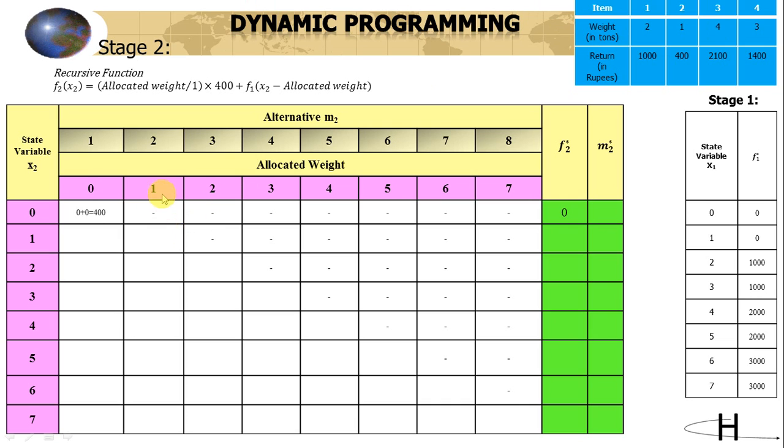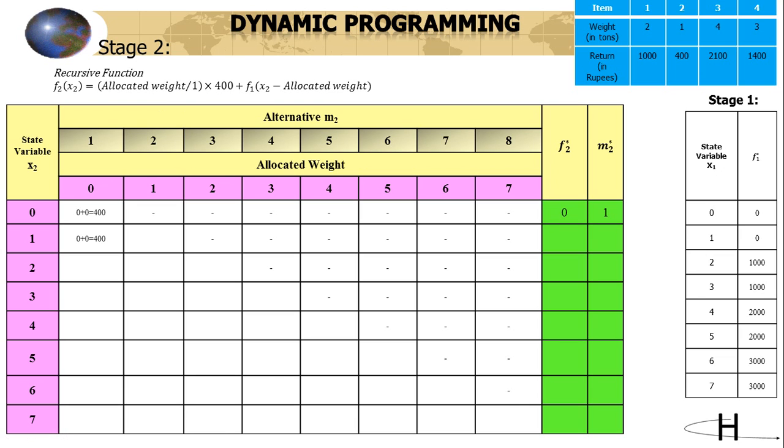Here we cannot allocate weight 1 because it will exceed the limit of x2. Now let's consider the value of x2 equal to 1 ton. So with respect to 1 ton, when we allocate the weight 0, again the value of the recursive function will be 0 plus 0 equal to 400.